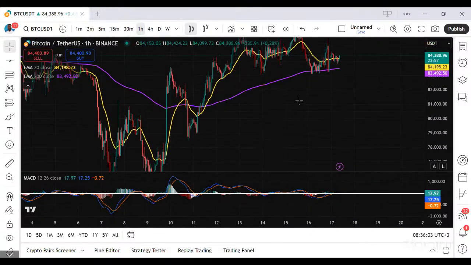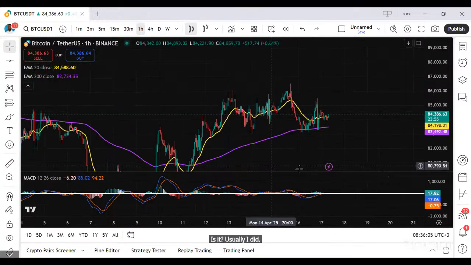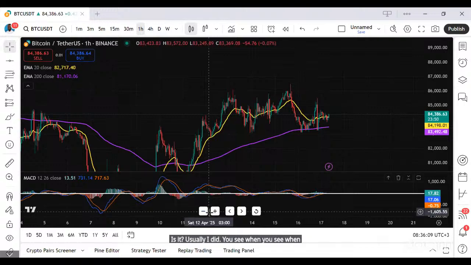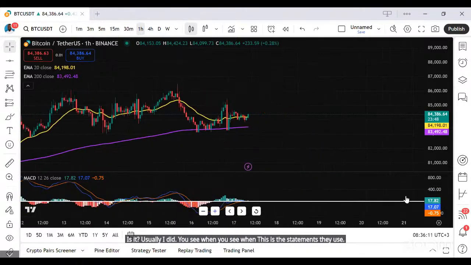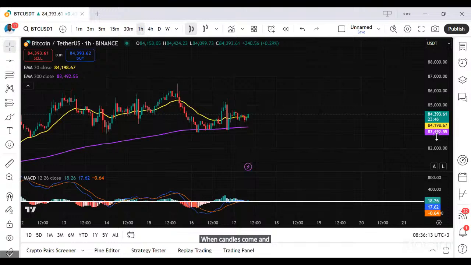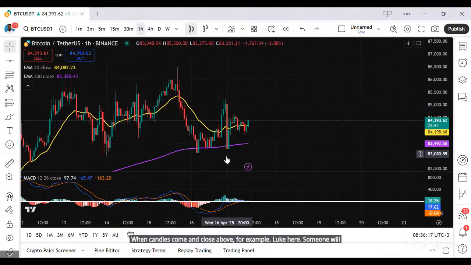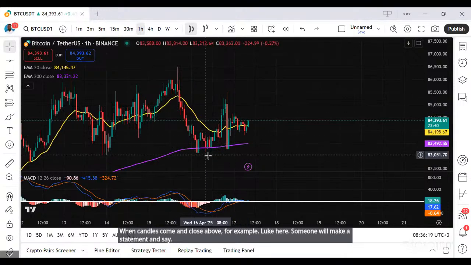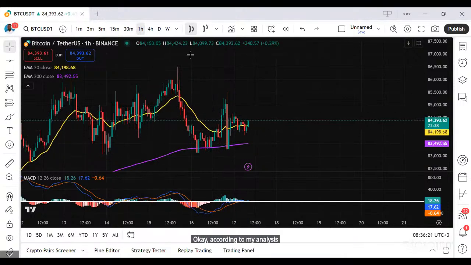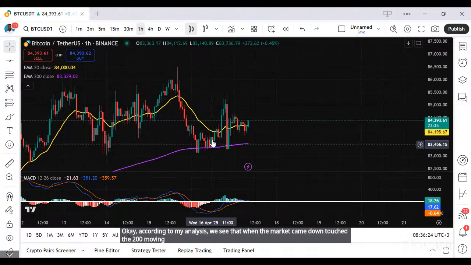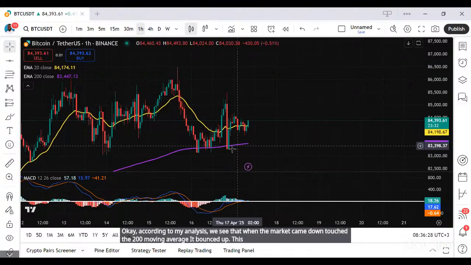You see? Usually, these are the statements they use. When candles come and close above, for example, look here. Someone will make a statement and say, okay, according to my analysis, we see that when the market came down, touched the 200 moving average, it bounced up. This was a very strong move to the upside.